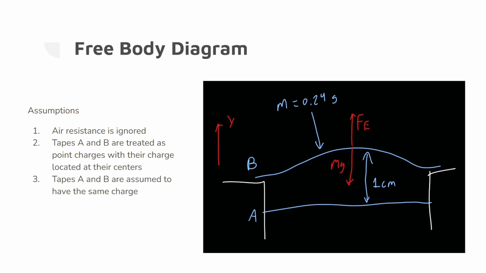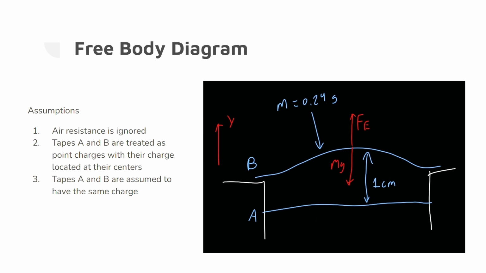So in this slide, I set up a quick free body diagram to balance out the forces. As you can see, tape B is our system, and tape A is the surroundings, which exerts force on tape B. When tape A was moved up underneath tape B and pushed tape B up, after tape B was pushed up, the system was in equilibrium, which means that the force due to the electric field and the force due to gravity should balance out.